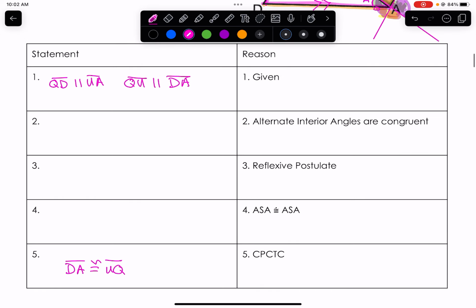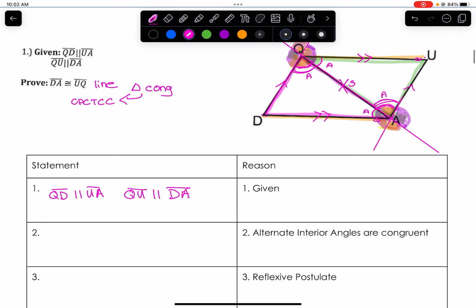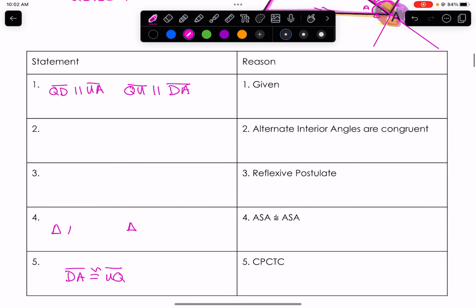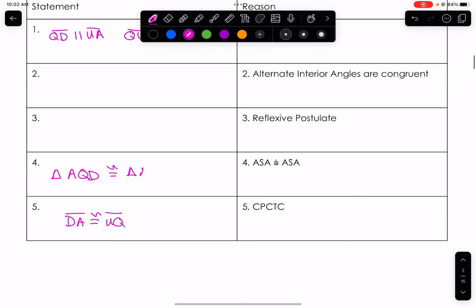Now, the line before CPCTC has to state that the triangles are congruent. So if we name the triangles, we know that AQD must be congruent to AQU.